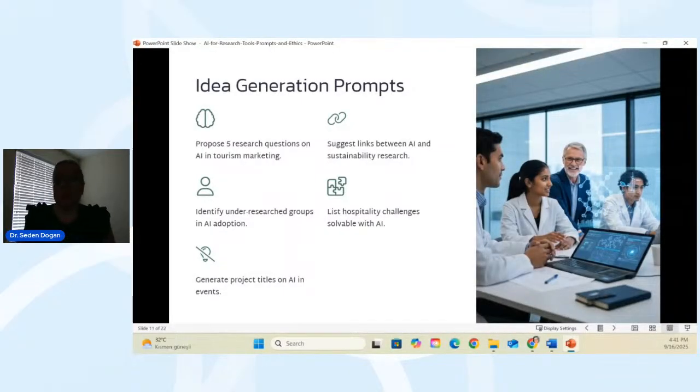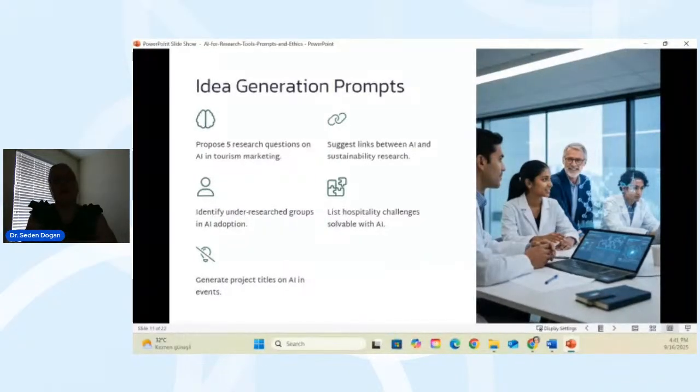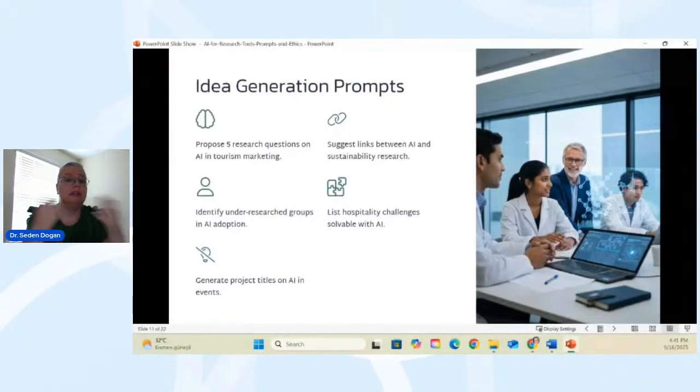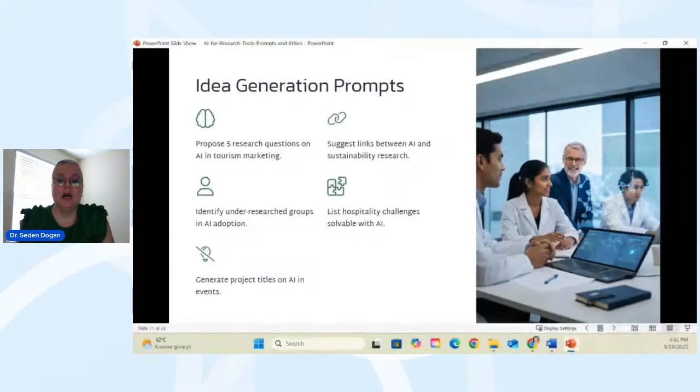I will give you some examples. These prompts are designed to help you spark questions and broaden your scope. For example, "propose 5 research questions on students' trust in AI in higher education, including one contrarian question." So this will help you see mainstream and alternative directions.